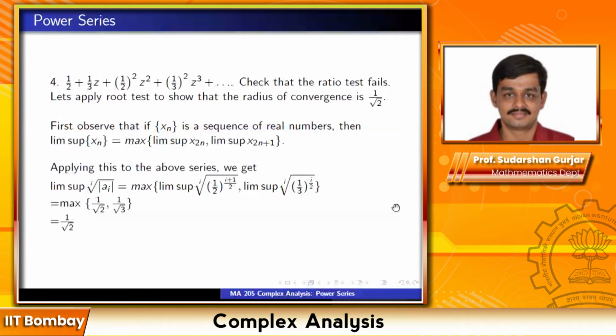So that is the same as half raised to i plus 1 upon 2i. The ith root of half raised to i plus 1 by 2 is the same as 1 by 2 raised to i plus 1 upon 2i. The exponent i plus 1 upon 2i will converge to half. So this will converge to half raised to half, which means 1 upon root 2. Similarly, the other one will converge to 1 upon root 3. And the maximum of the two is 1 by root 2.